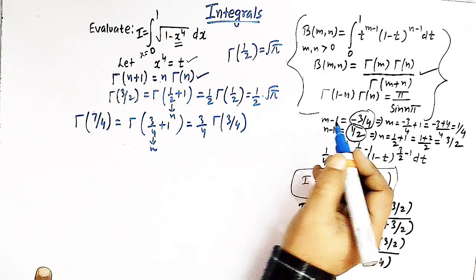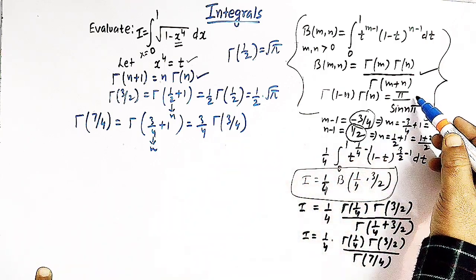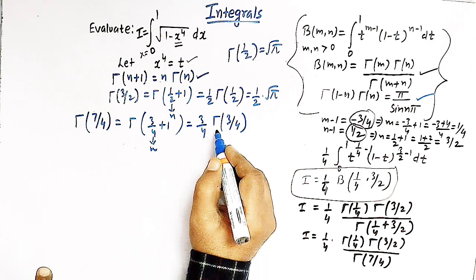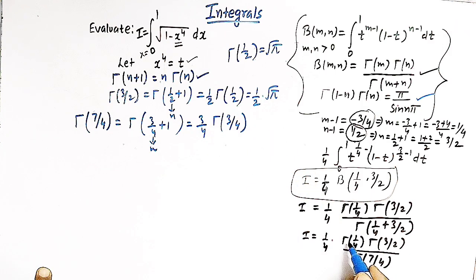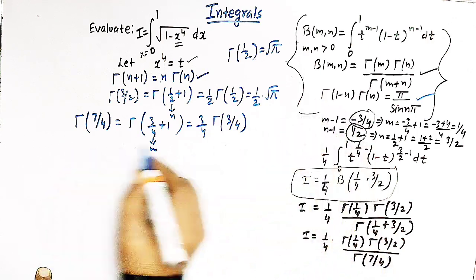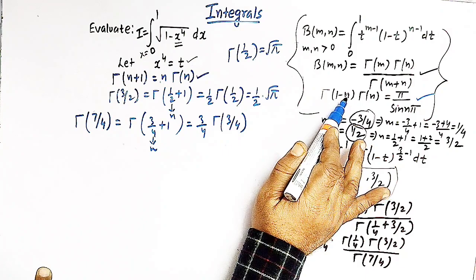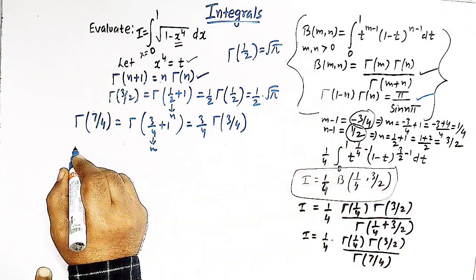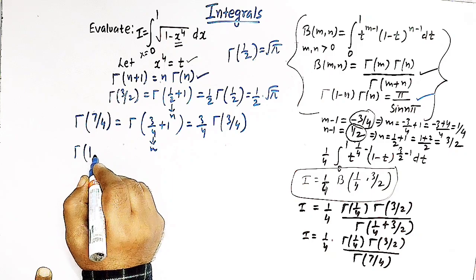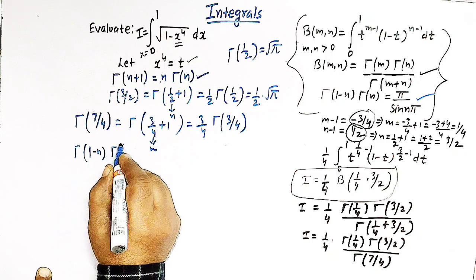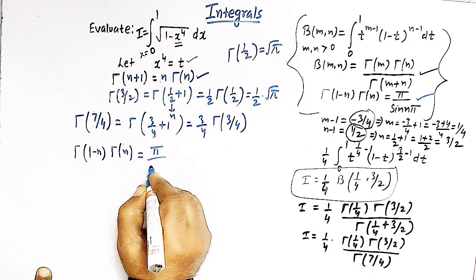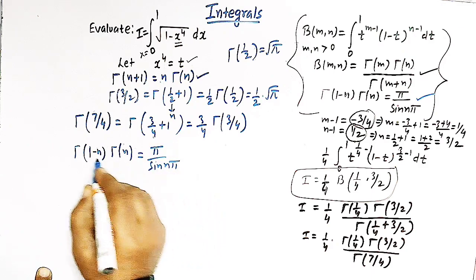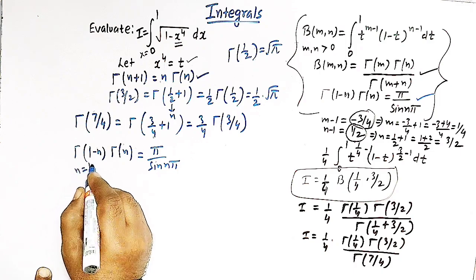Okay, now let us make use of Euler's reflection formula, right? Because we have to express gamma 3 by 4 in terms of gamma 1 over 4, right? So here we can substitute n is equal to 1 by 4. So the Euler's reflection formula is gamma 1 minus n gamma n is equal to pi over sine n pi. So let us substitute here for n 1 over 4.